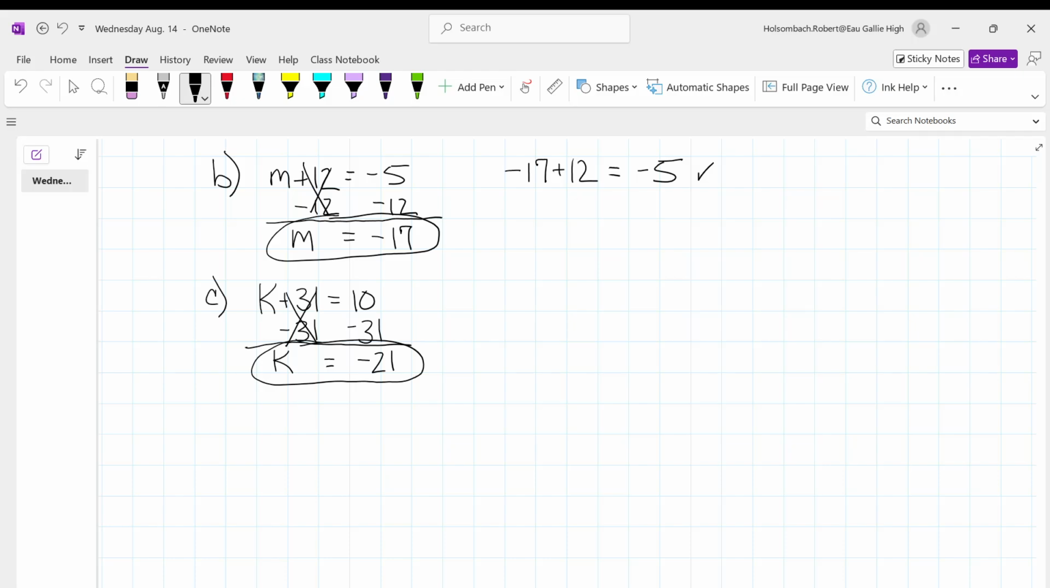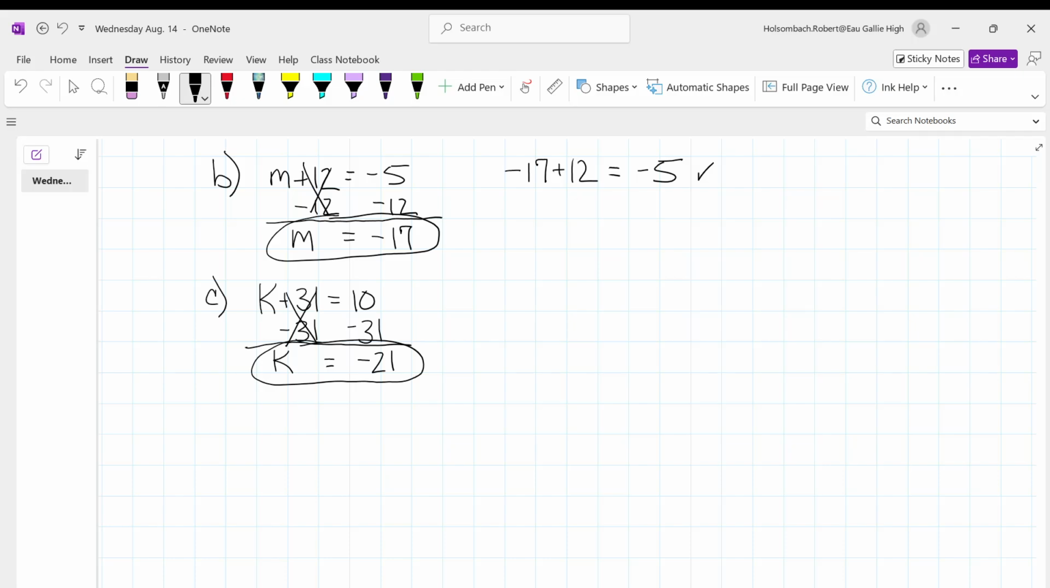All right, so those are fairly straightforward equations where you're just adding or subtracting based on what is being done to the variable. You're always going to do the opposite of what's being done to the variable. So if the variable's being added to, then you're going to subtract from each side. If the variable's being subtracted from, then you're going to add to each side.